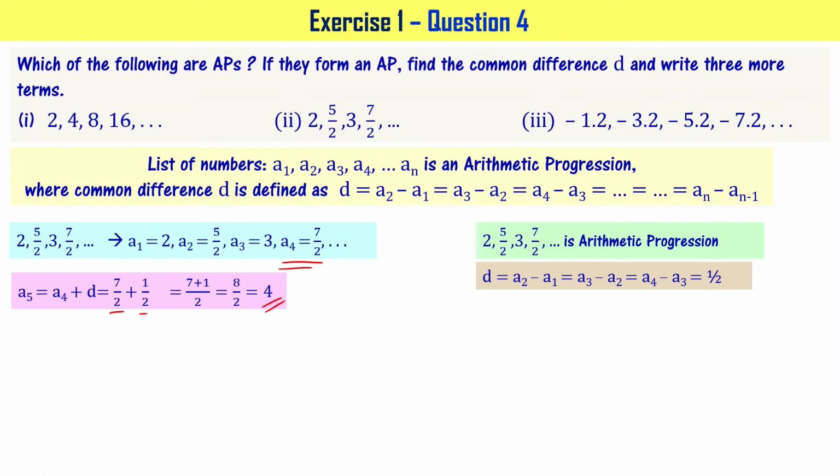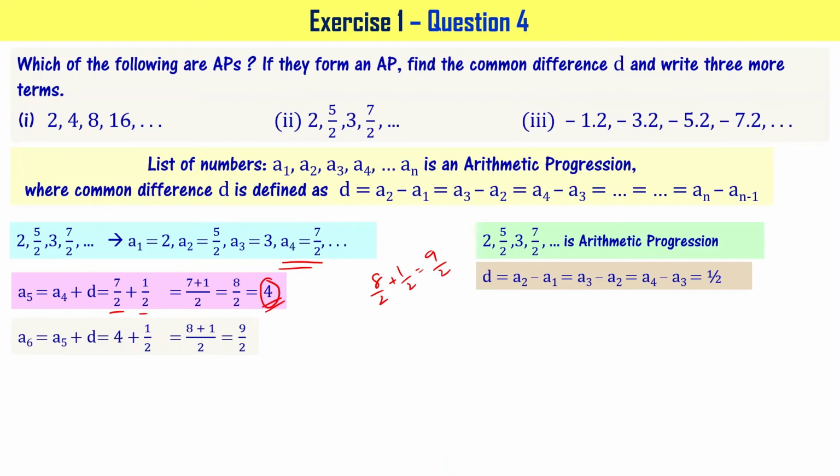So A6 can be obtained by adding D to A5, right? Let's do that. This is going to be A6 equal to A5 plus D, that is 4 plus half. It means I can write it as 8 by 2, right? Plus 1 by 2. It means I'll be having 9 by 2, right? 8 plus 1 divided by 2, that is equal to 9 by 2. A6 or the 6th term we got is 9 by 2, right?